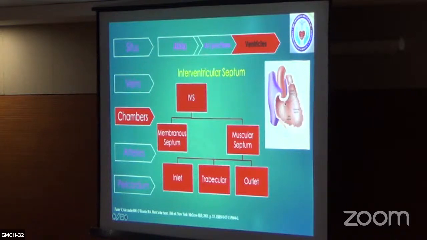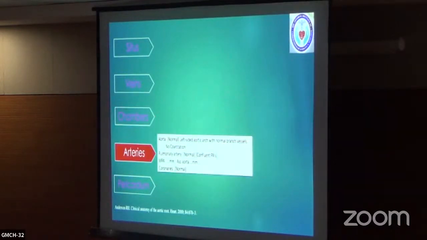And if you have a VSD in the membranous septum, it's called a perimembranous VSD. If it's in the inlet septum, it's called the inlet VSD. If it's in the outlet, it's called the outlet VSD. And if it's in the trabecular septum, you can call it a trabecular VSD, but it's more generally called a muscular VSD or a mid-muscular VSD. Okay, so that's to do with the interventricular septum.